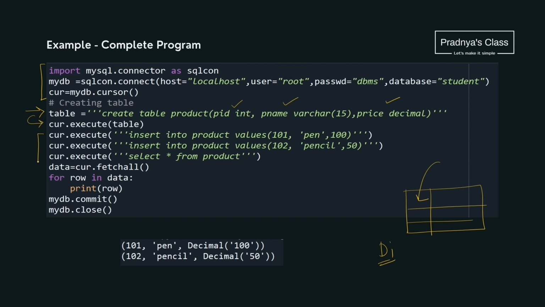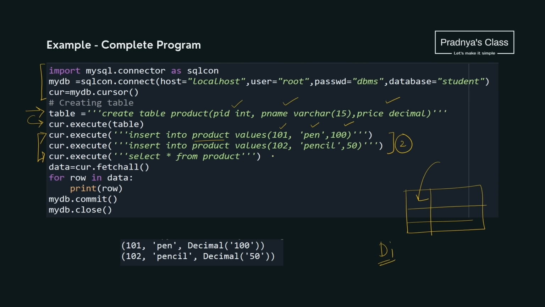It's time to insert data into it. So we are inserting 2 records, not many. This we generally write in the form of a loop because many records we need to enter. This is just to understand the concept. Insert into table name product values, first value, second value and third value.